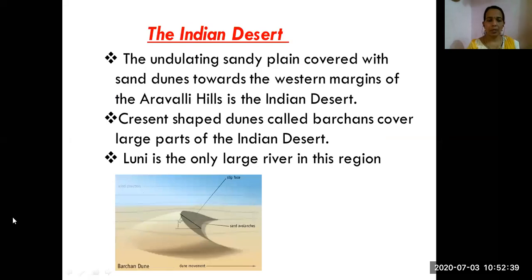This is one example given, Barkhan dunes. Barkhan dunes means they look like a crescent moon. That is why these are called Barkhans. Barkhan is the term used for the crescent moon in Arabic. That is why the same name is given to these dunes, these hills. So in this example, you will understand the undulating sandy plains covered with sand dunes toward the western margin of the Aravalli Hills in the Indian desert. Crescent-shaped dunes are called barkhans because the crescent moon in Arabic is called barkhan. That is why the name barkhan is used for these dunes. Barkhans cover a large part of the dunes.